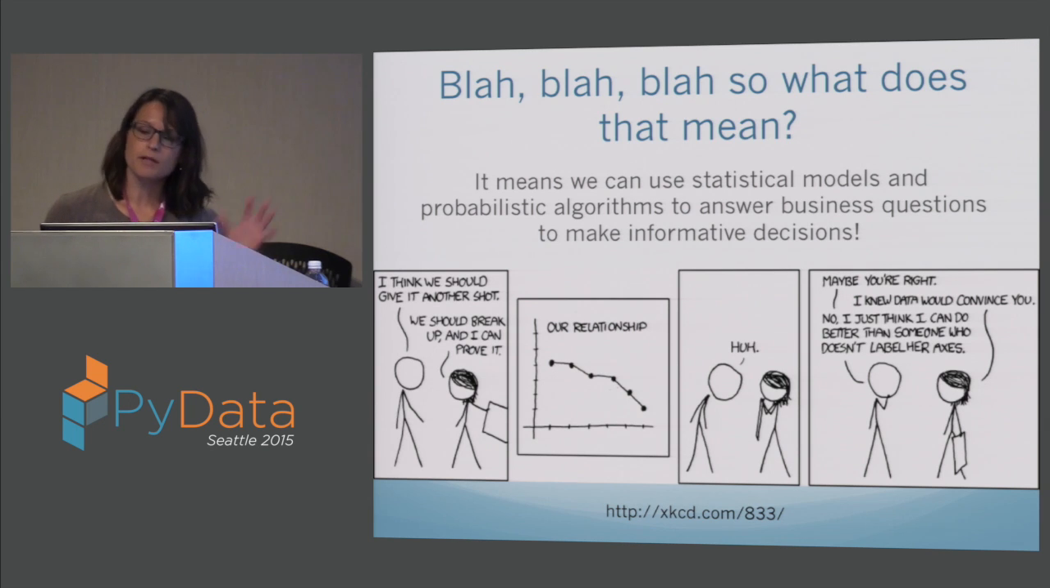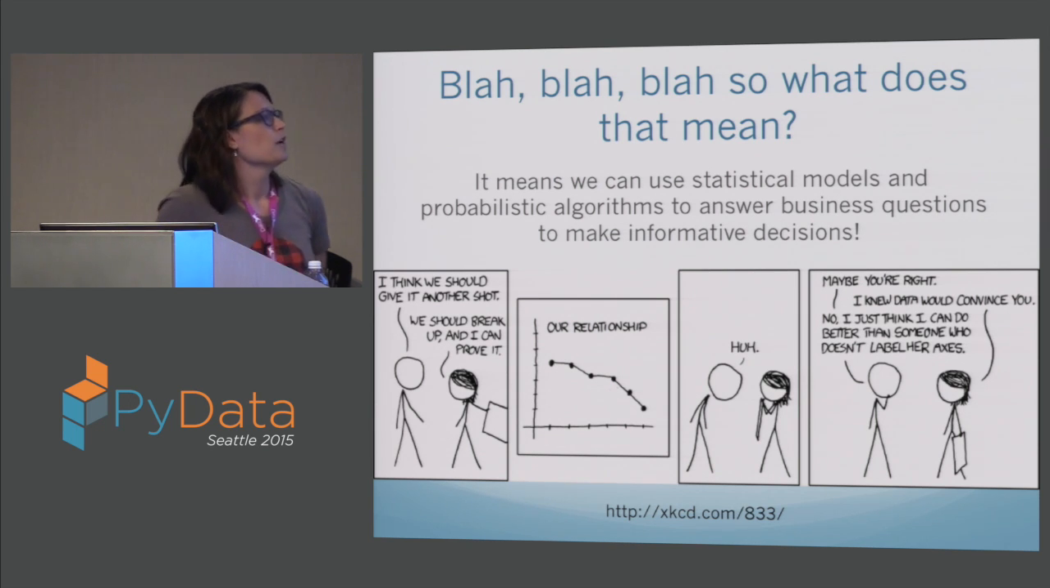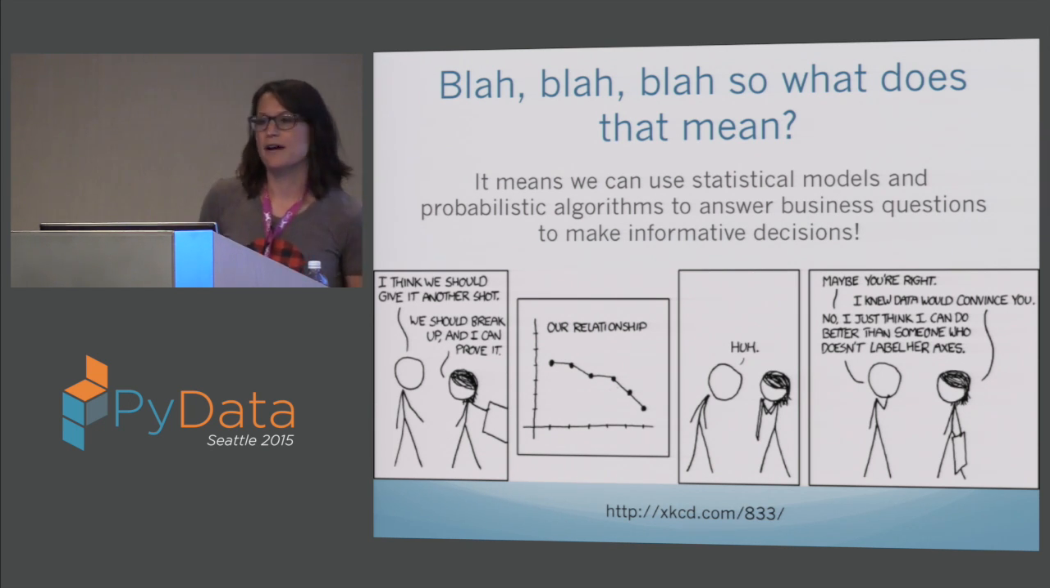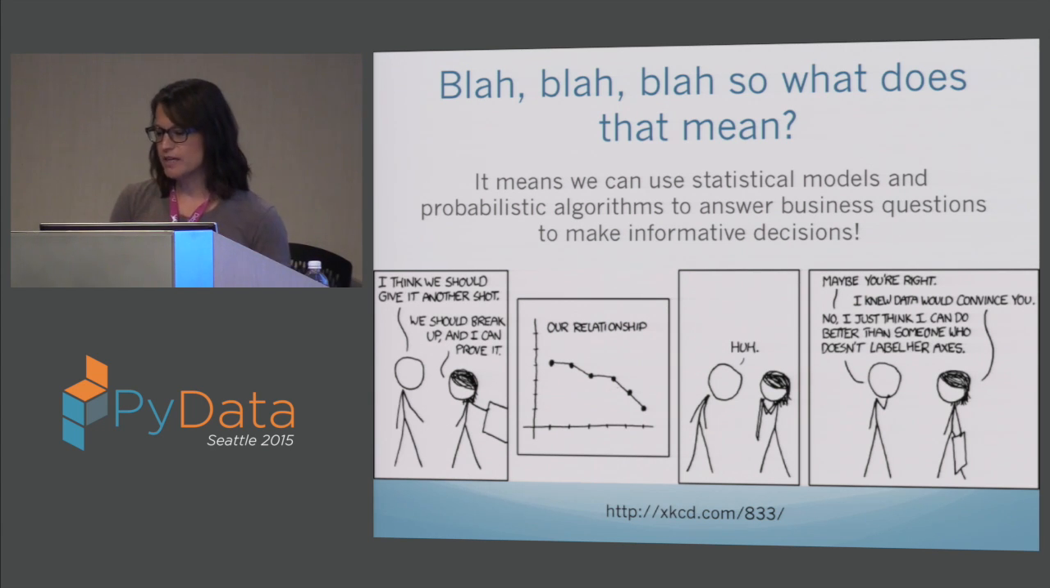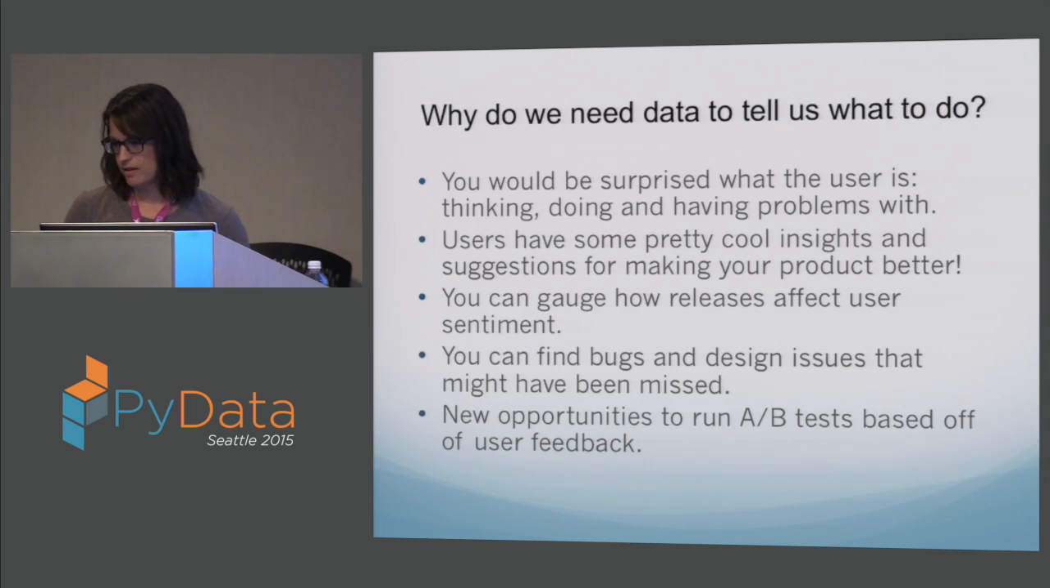So, what does that all mean? It means we can use statistical models and probabilistic algorithms to answer business questions to make informative decisions. And there's a little cartoon from XKCD. He wasn't really happy with her graph, but anyway. She was trying to prove her point with data. She kind of did, but not how she wanted.